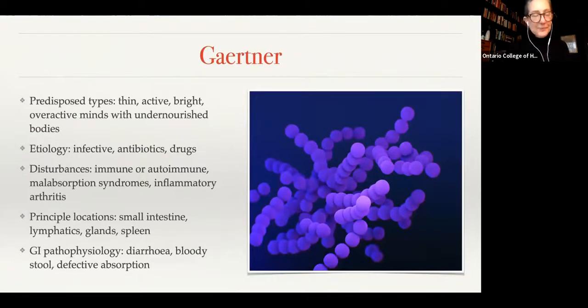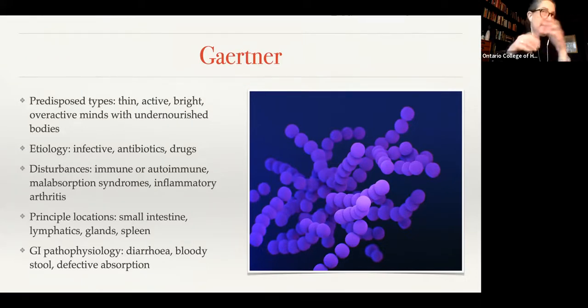Gertner. This is a wonderful bowel nosode. The predisposed types for Gertner are thin, active, bright. They have overactive minds with undernourished bodies. It's a big, big remedy for children.